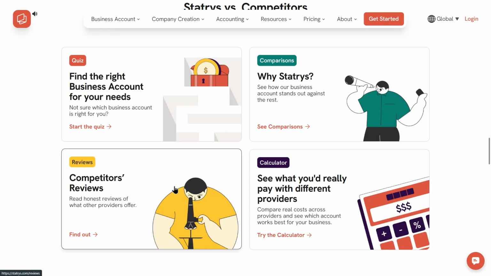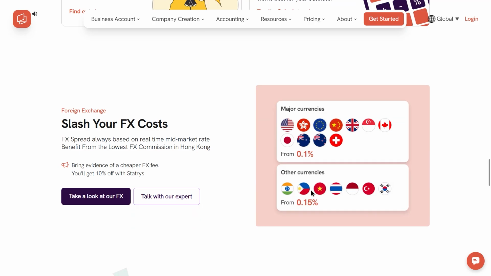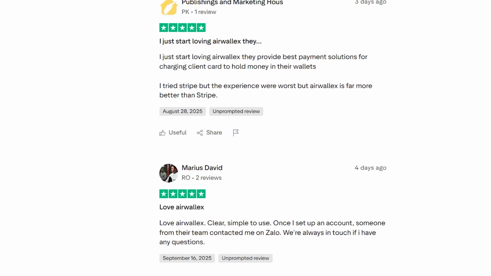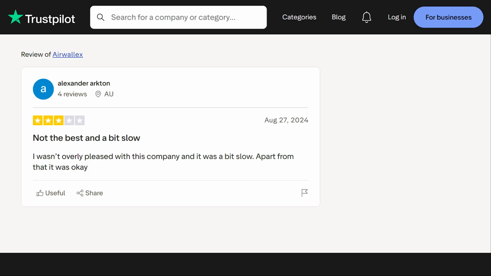But of course, no platform is perfect, so to make the best choice in your Airwallex versus Statrys decision, you need to know the potential downsides to both of them. For Airwallex, the complaints I found were related to the experience of scaling itself. One user review I saw simply said that he wasn't overly pleased with the company and that it was a bit slow, and that apart from that it was okay.